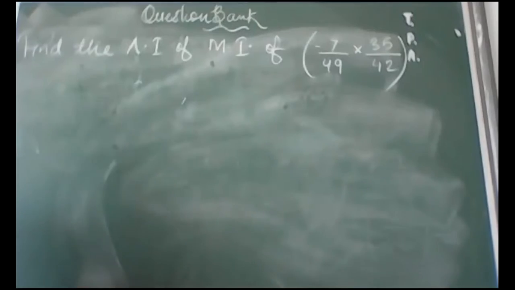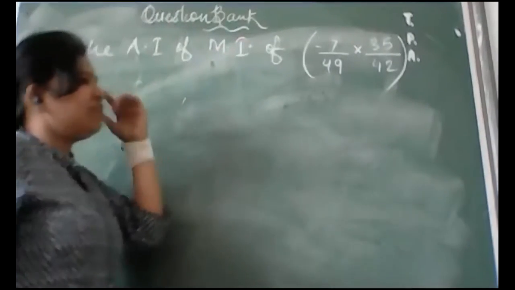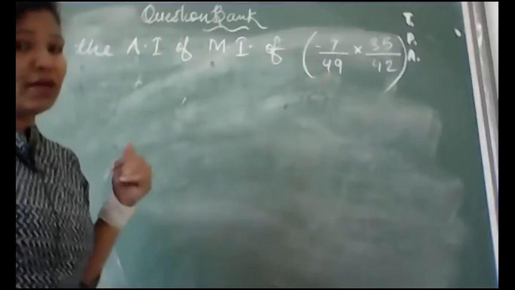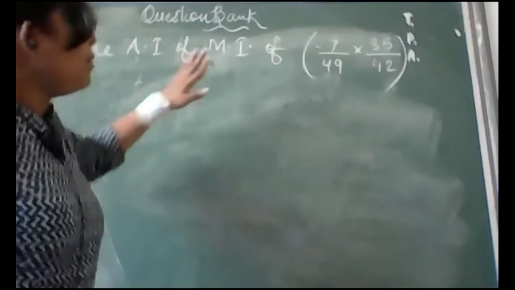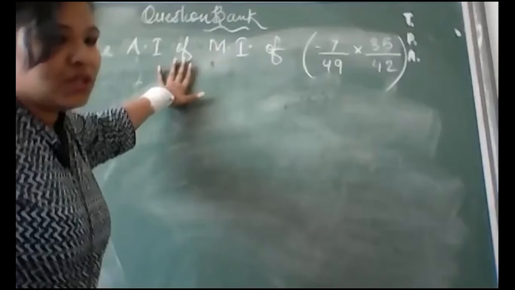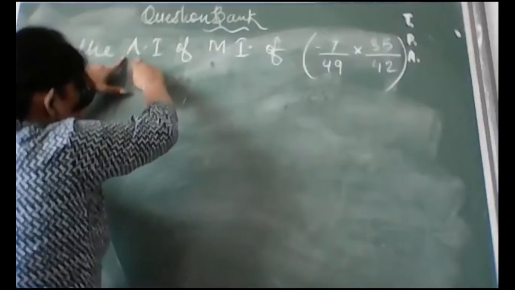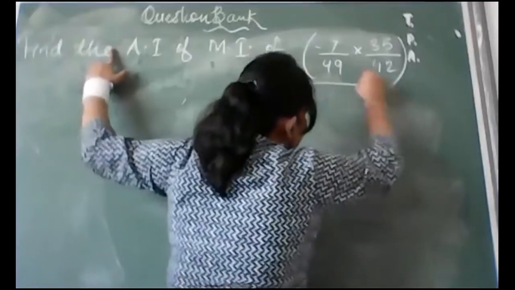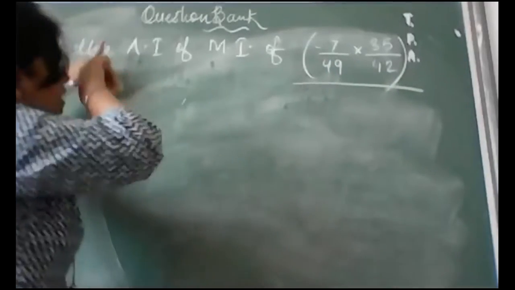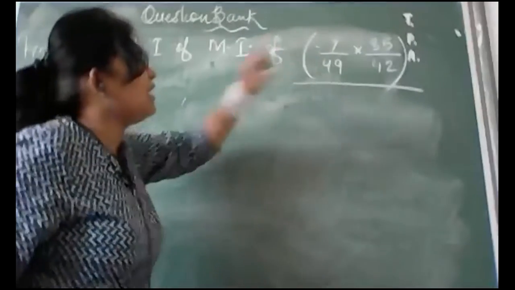So the question was to find the AI of the MI of this. You will find this question in RS Agarwal also, and in COMET as well. Remember, this is one of the most important questions. And remember, you will not start this question from here, otherwise your answer will come out different. You have to start from this, because the question depends on this particular statement. So first we will start from here.